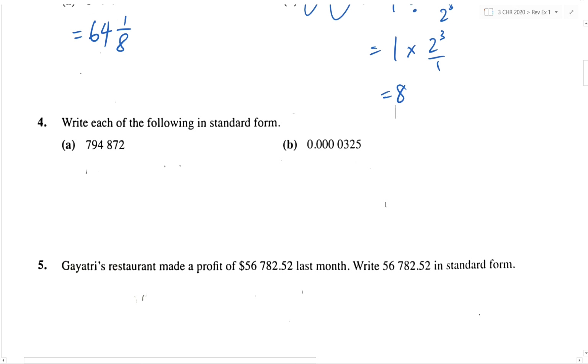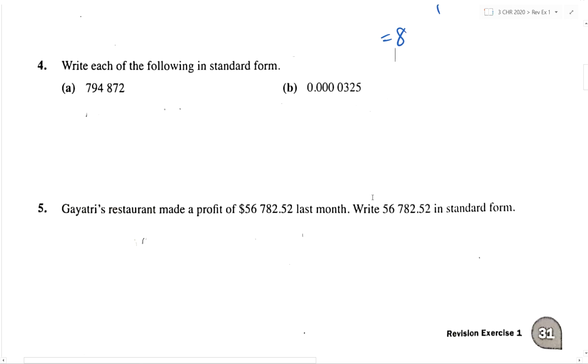Next, writing in standard form. Let us recap. For standard form, we need to find the decimal point first. I would like to do part B first, since part A has no decimal point. I am going to jump the decimal point in a direction such that I end up with a number greater than or equal to 1, but less than 10. Right now this is a very tiny number, so I'm going to jump to the right: 1, 2, 3, 4, and 5. So if my decimal point ends up between 3 and 2, my value will be 3.25.